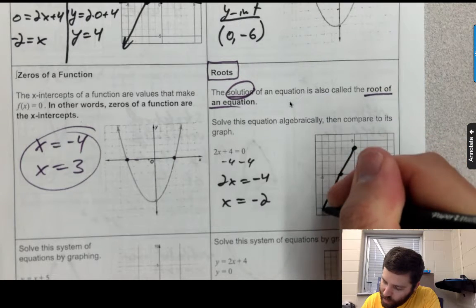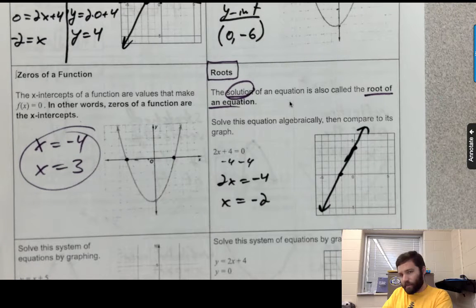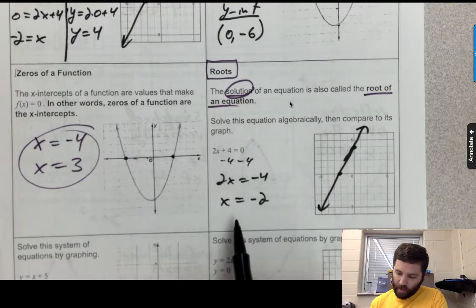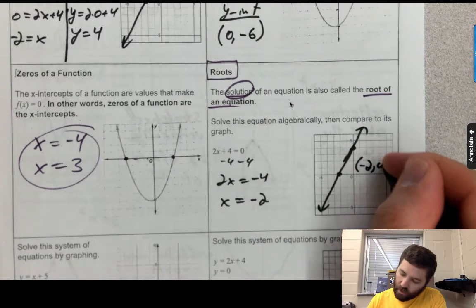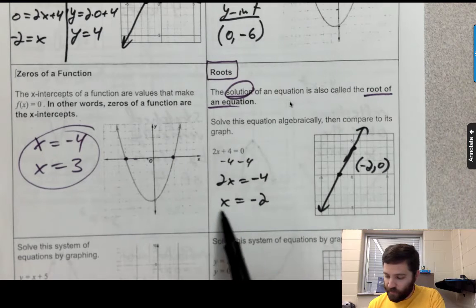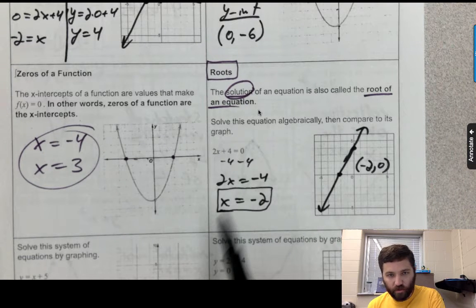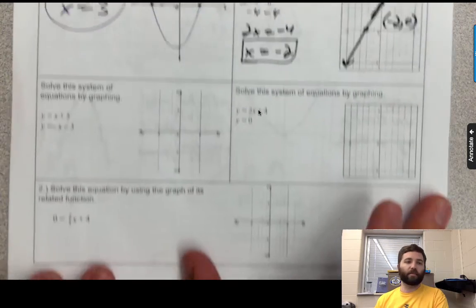And then see if you notice the pattern. The pattern here, if you didn't already catch it, is that the x-intercept here at negative 2, 0 happens to be the same value as the solution to the equation. The root of the equation is x equals negative 2, and it happens to be the x-intercept over here. What an interesting coincidence. Let's just pin that for now, and we'll come back to it in a second.